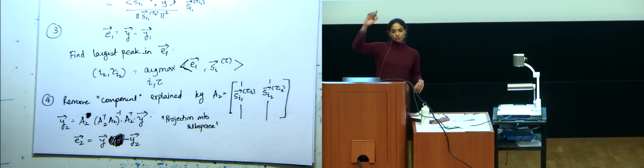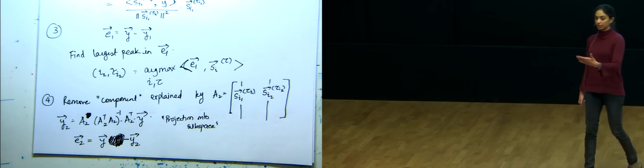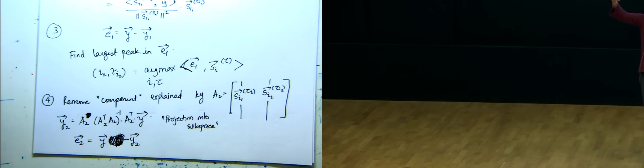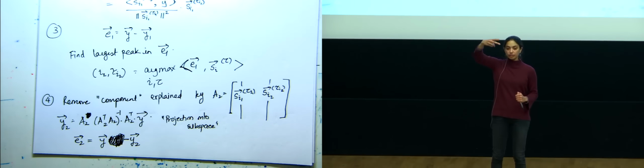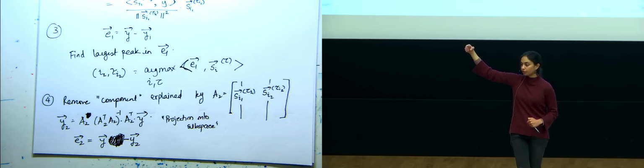Okay, I'm going to take one last question and then we have to move on. Does this algorithm assume you're taking two signals out at once? So in the first iteration of this algorithm, you're taking one signal out. In the second iteration, you're taking two signals out. In the third iteration, you're taking three signals out, and so on and so forth.